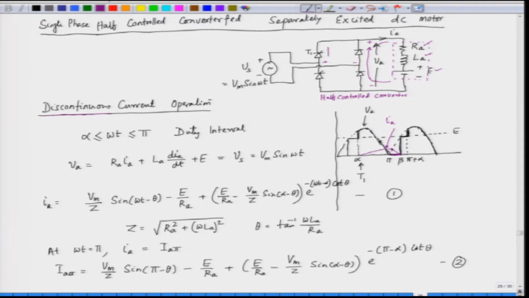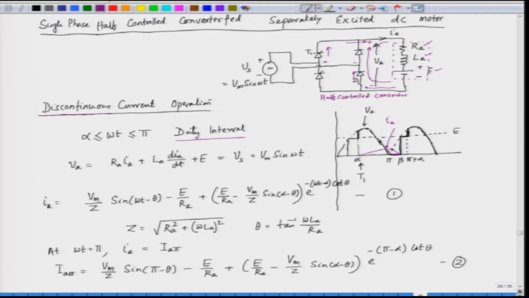When the SCR goes into conduction, this side is positive and this side is negative. So, this SCR is forward biased and this diode is forward biased. So, we have the conduction through one SCR, then through the armature, and it returns back through the diode, let us say D1. Now, when this SCR T1 and the diode D1 are conducting, the input supply is available at the output armature, that is VA. So, this is the duty interval, we have triggered at an angle alpha.